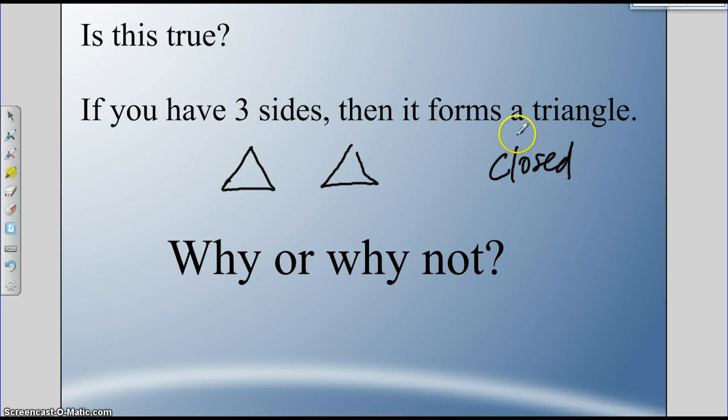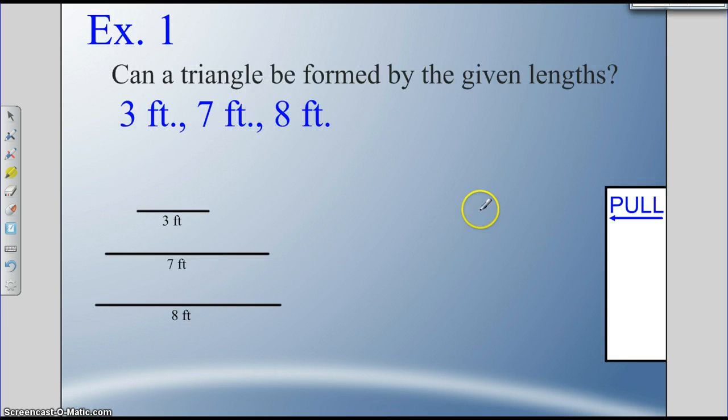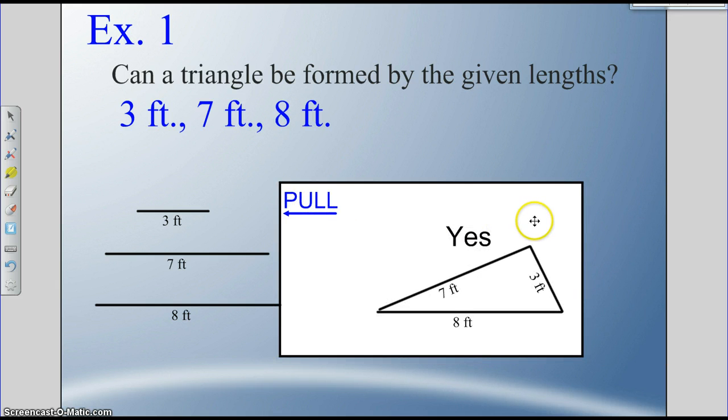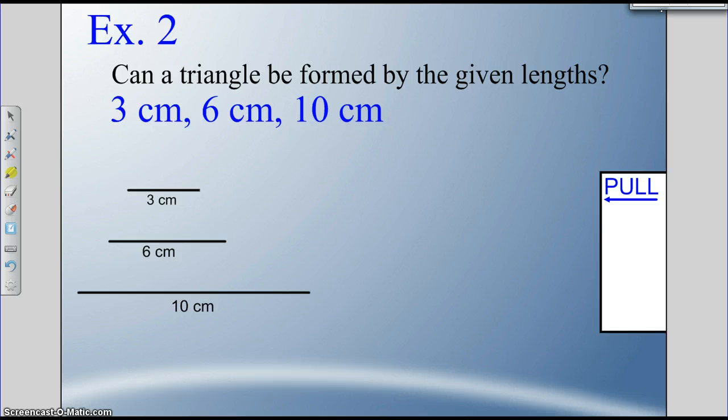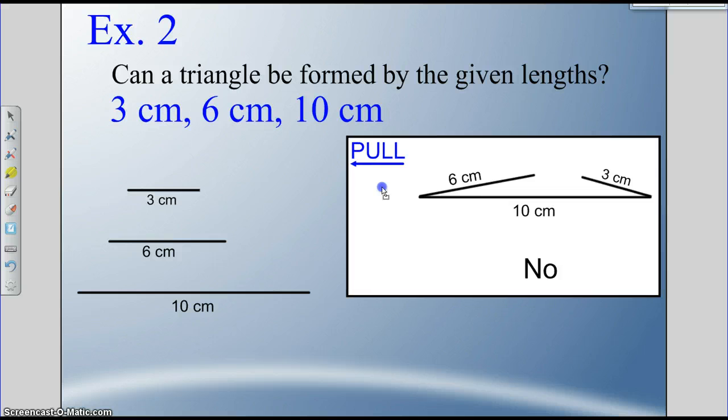If it's not closed, then it's not a triangle, because a triangle is also a polygon. So can a triangle be formed by the given lengths? Let's see. Looks like it does. Can a triangle be formed by the given lengths? Looks like it does not.